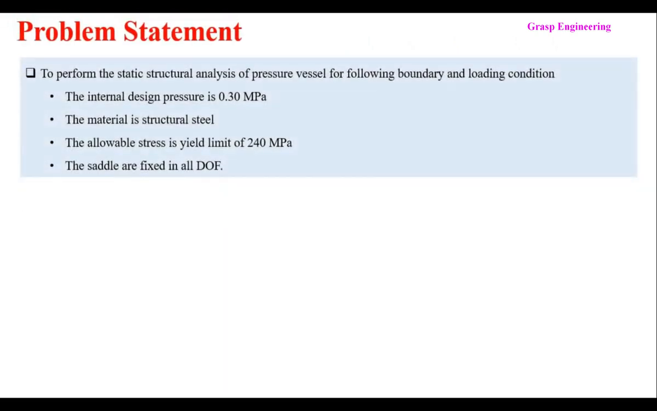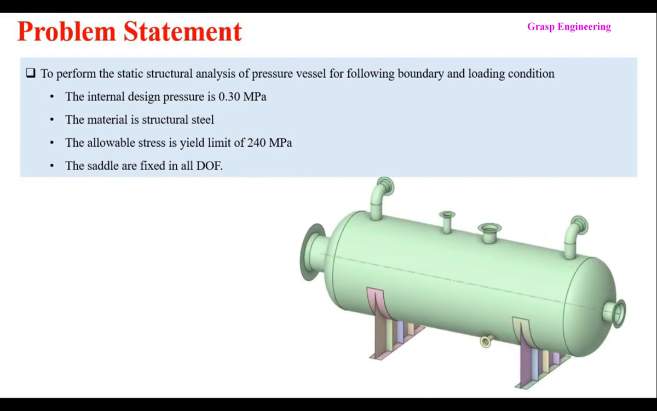This slide represents our actual problem statement. Here we need to perform a static structural analysis for a pressure vessel for the following loading and boundary conditions. This is our horizontal pressure vessel, and this is our loading and boundary condition. The first is the loading condition: we need to apply an internal design pressure of 0.30 megapascal. The material is structural steel, which is available by default in the ANSYS library, so there is no need to change it.